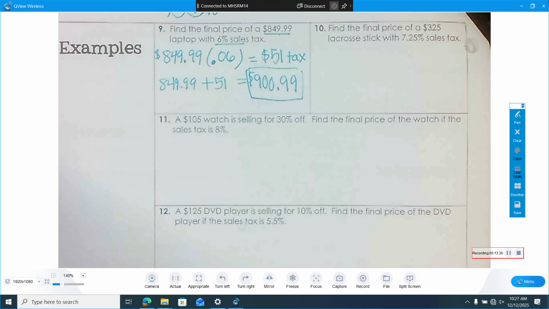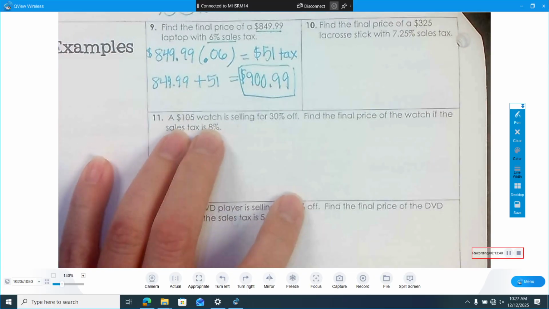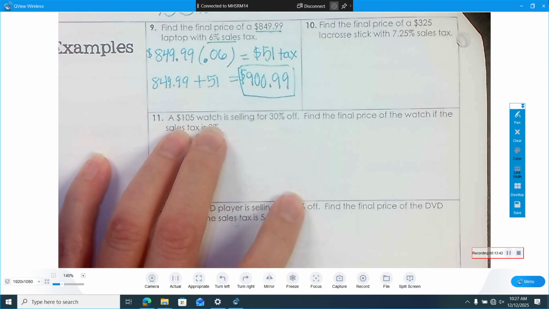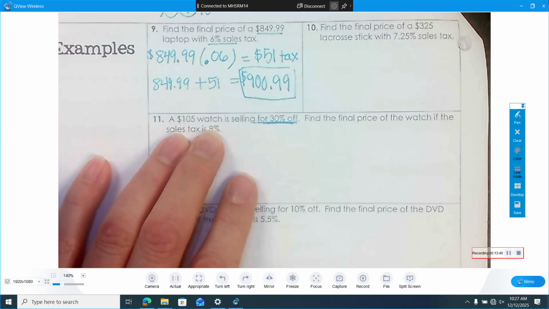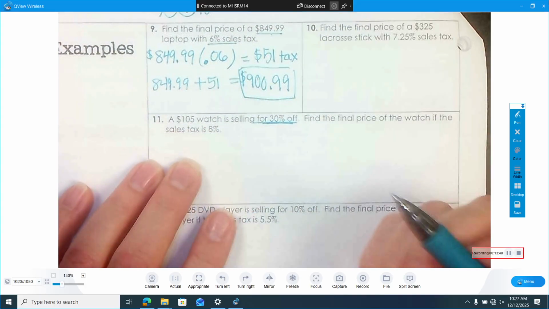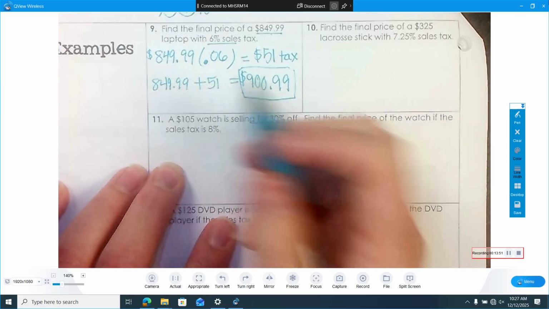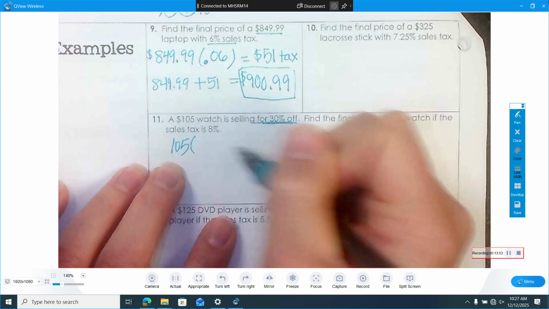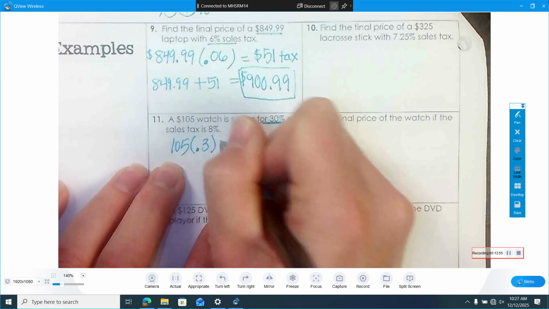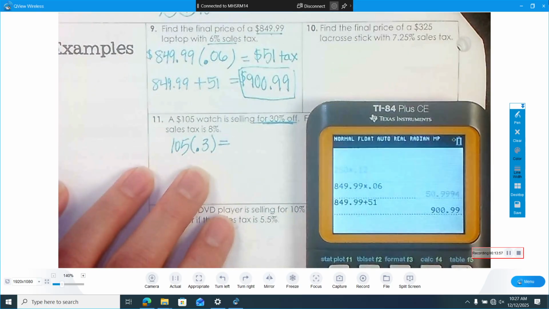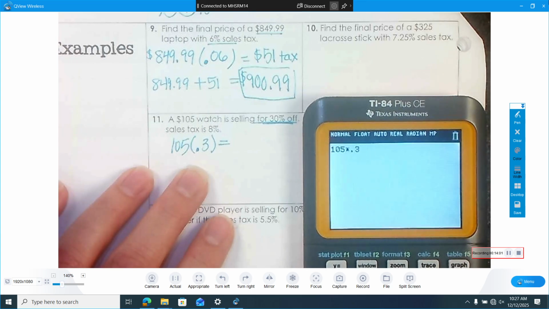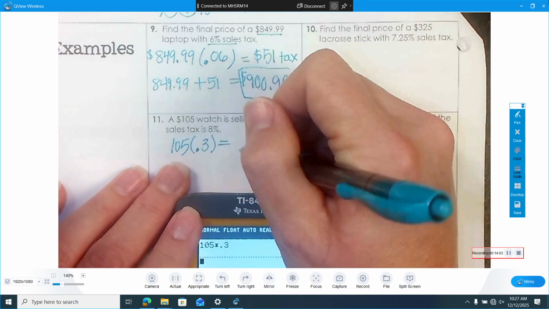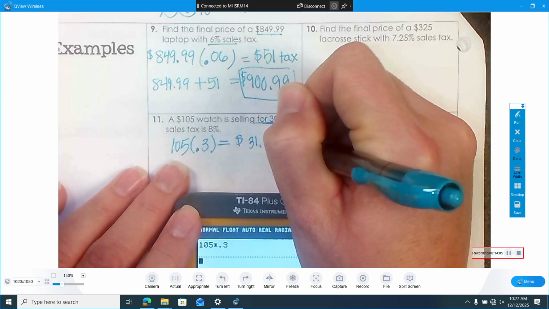Let's just do number 11. We have a $105 watch. It's selling for 30% off. What can I do with that information? Yes, 105 times 0.3. That is the discount. So we have a discount of $31.50.